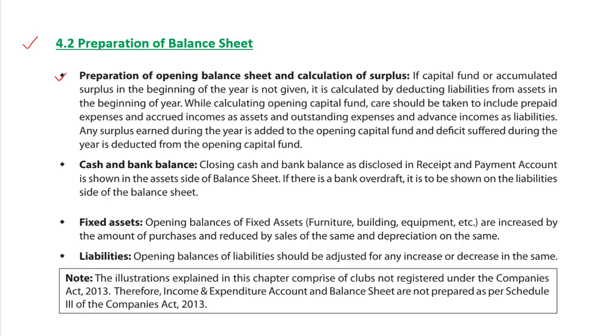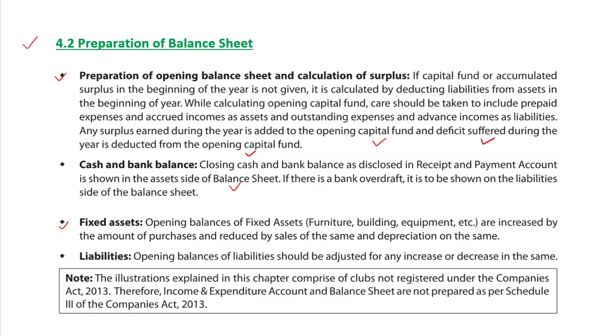Any surplus earned during the year is added to the opening capital fund, and deficits suffered should be deducted from the opening capital fund. Cash and bank balance. Closing cash and bank balance is disclosed in the receipts and payment account and is shown on the asset side of the balance sheet. If there is a bank overdraft, it should be shown as a liability in the balance sheet.